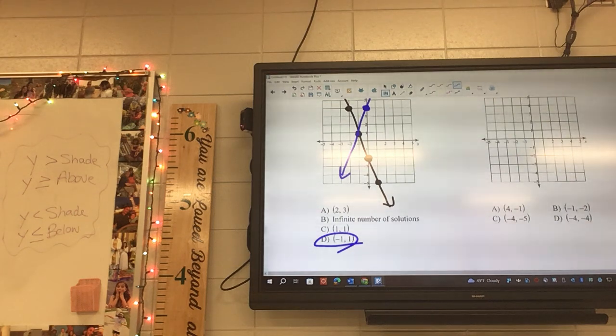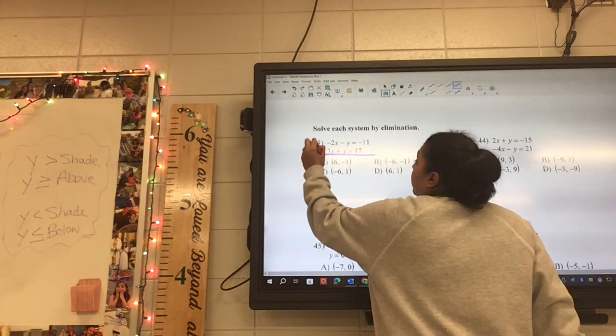Okay, 43 says solve by elimination. Who's going to get eliminated, X's or Y's? The Y's, because they both have the same number. Okay, look at the signs for the Y's. Are they the same signs or different signs? Different signs, which means we can add the 2 equations together.